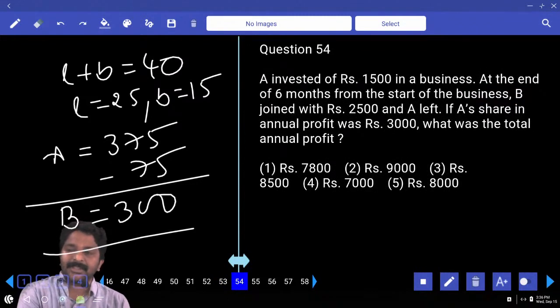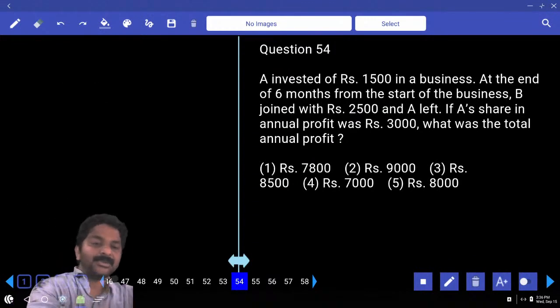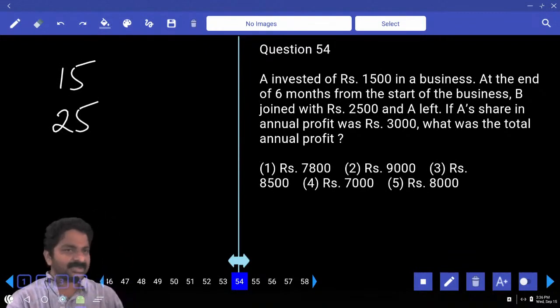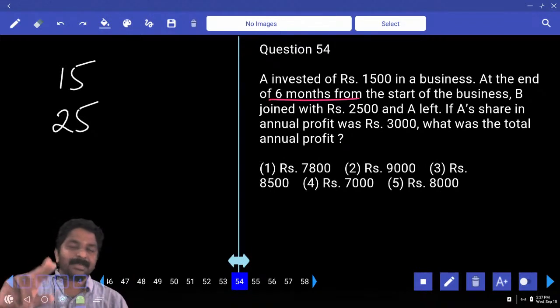Next, A invested 1500 rupees in a business. At the end of 6 months from the start of the business, B joined with 2500. So A's investment is 1500, B's investment is 2500. I am not writing 2 zeros because even if you write, both get cancelled. And at the same time A left when B joined. B joined after how many months? That means B will be there for the remaining 6 months. A is there from the beginning but he left after. That means A and B time periods are the same.